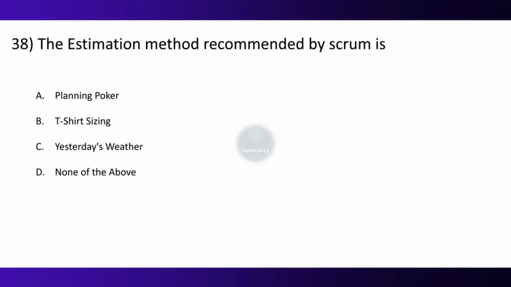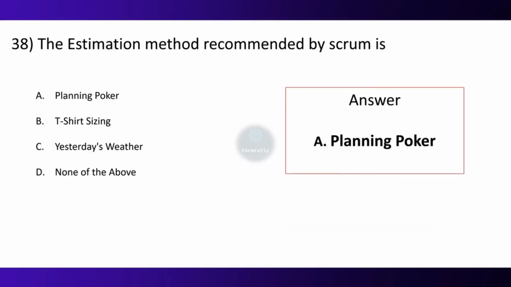Question 38. The estimation method recommended by Scrum is option A, planning poker. Option B, t-shirt sizing. Option C, yesterday's weather. Option D, none of the above. And the correct option is A, planning poker.